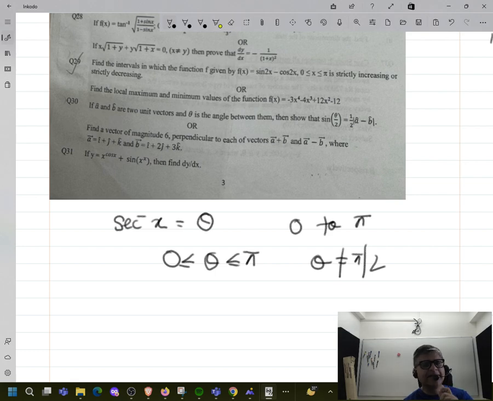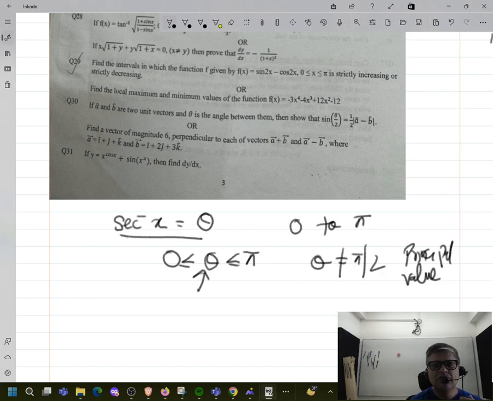All this is written in NCERT. You just need to memorize, for secant inverse, what the behavior is and what the principal value is. This is the principal value. What is the general value? This is not the only angle which will satisfy secant inverse. Like you have cos theta is equal to 1 by 2. There is no one value. It can be 30 degrees, it can be 210 degrees, etc.